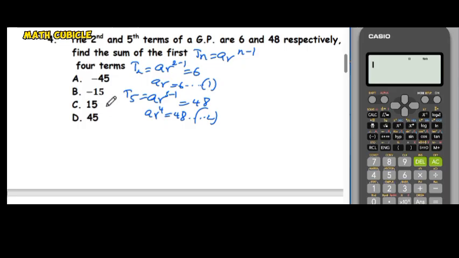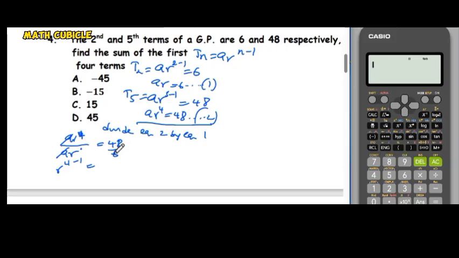So solving equations 1 and 2 simultaneously, what we do is we divide equation 2 by equation 1. So doing that, we have AR raised to the power 4 divided by AR is equal to 48 divided by 6. So A cancels out A. So R raised to the power 4 divided by R raised to the power 1, that's R raised to the power 4 minus 1, is equal to 48 divided by 6, which is 8. So R raised to the power 4 minus 1, which is 3, is equal to 8.